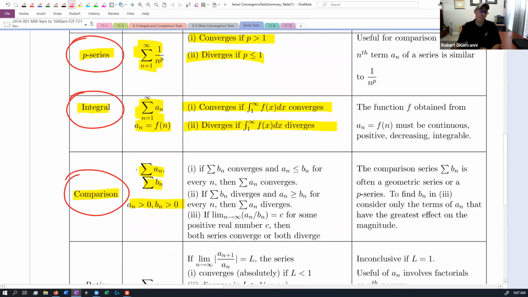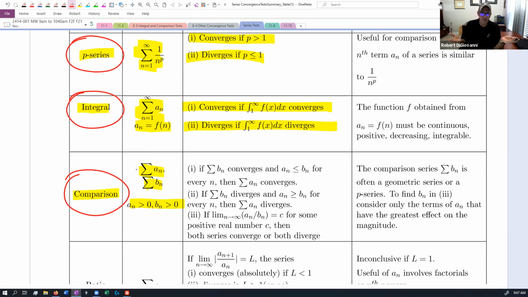How do y'all feel about this comparison test? That comparison test always, like when I first learned it, that thing was weird. Like to me, I found it very strange that I had to come up with something out of the air to compare it to. And it's kind of a weird test, right?